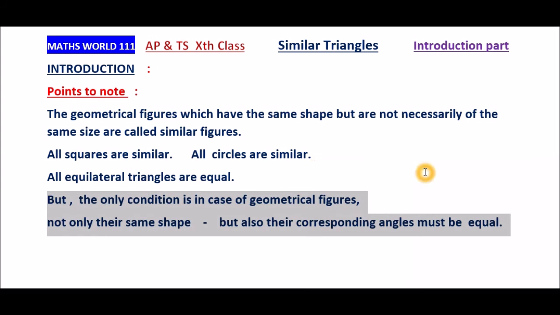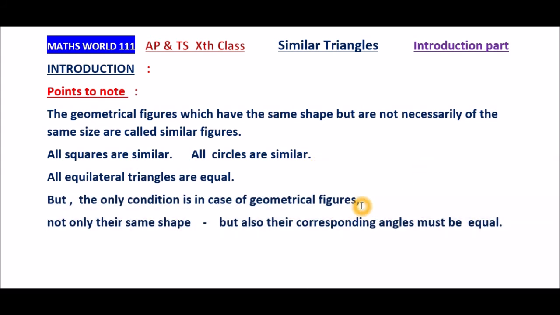But the only condition in case of geometrical figures is, not only their same shape but also their corresponding angles must and should be equal. I am repeating, in case of geometrical figures, not only their same shape but also their corresponding angles must and should be equal. Then only they can be called similar figures. So this introduction part is completed for the chapter similar triangles.